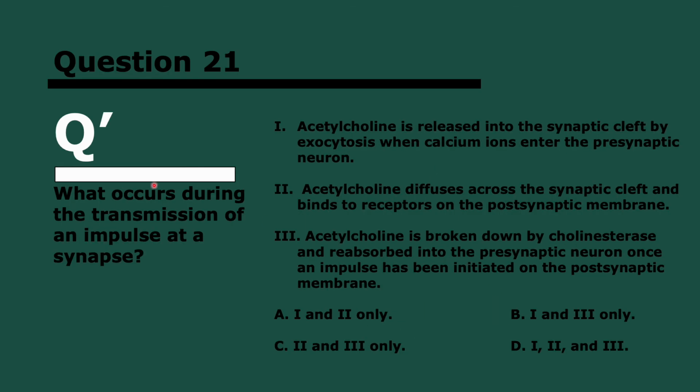Okay, question 21. What occurs during the transmission of an impulse at a synapse? 3, 2, and 1. All of them. So all of them are true, okay? I'm not going to go over them because this is just textbook definitions of what happens at a synapse.